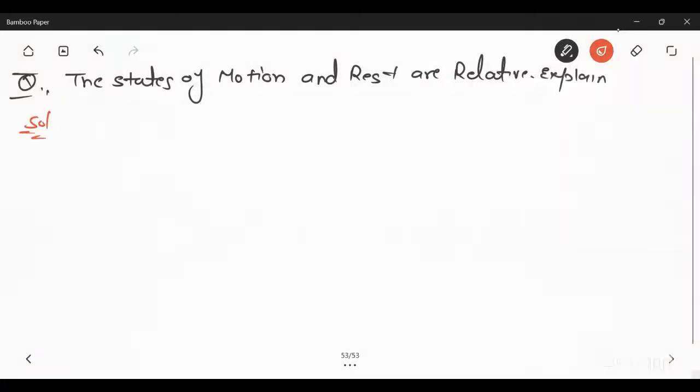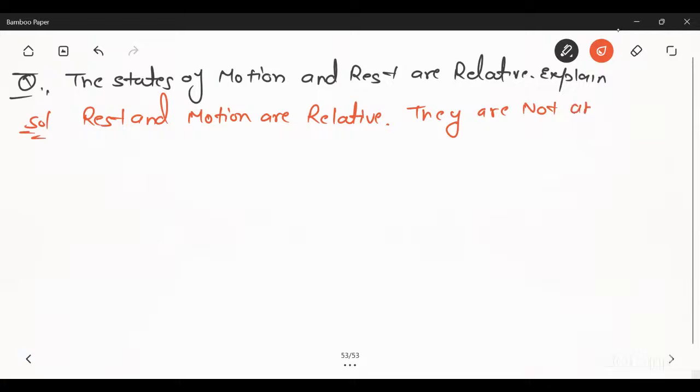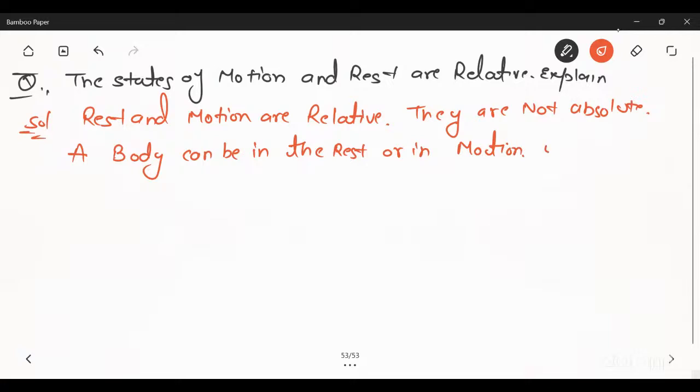The answer to that question is: rest and motion are relative. Relative means they are related with one another, so they are not absolute. A body can be at rest or in motion with respect to a reference frame.